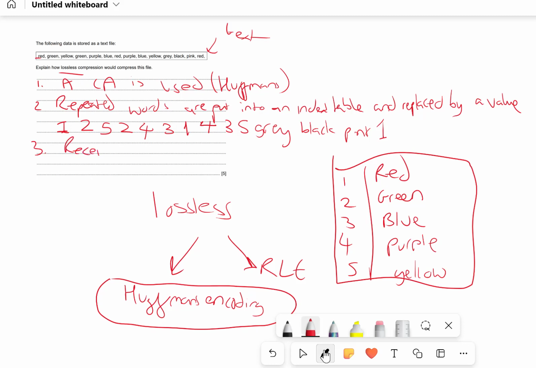The receiving computer will restore or revert or decompress or put back to original using the index table.